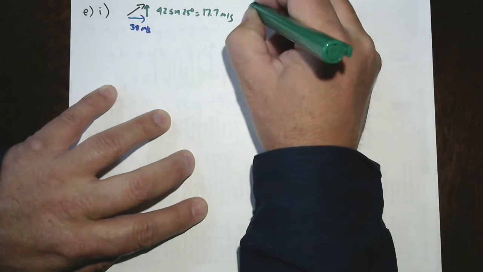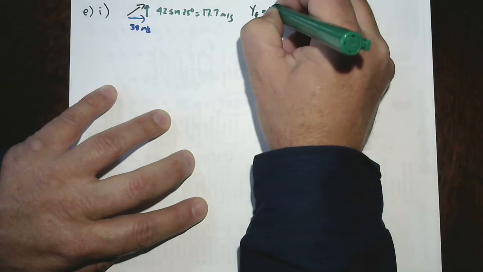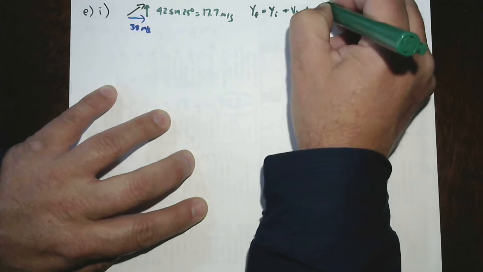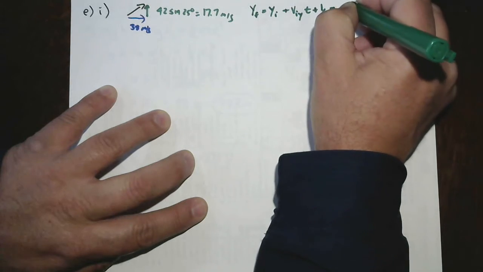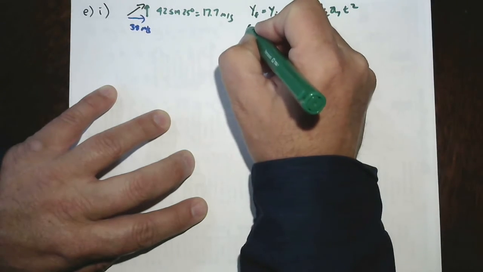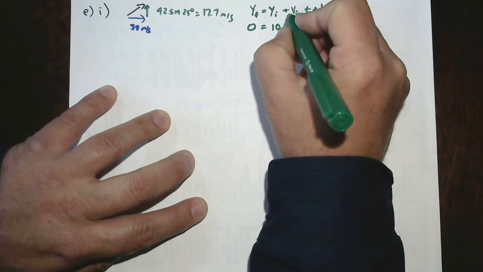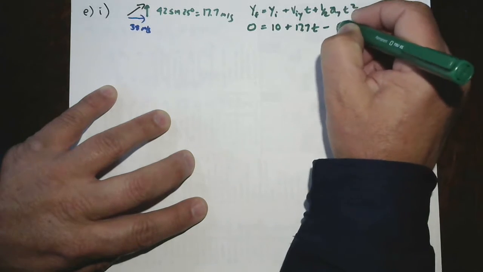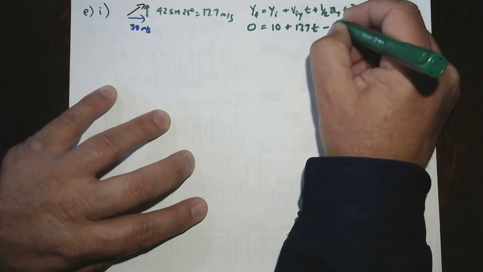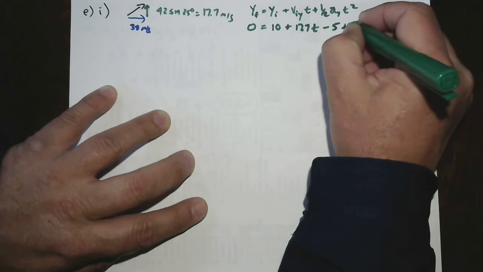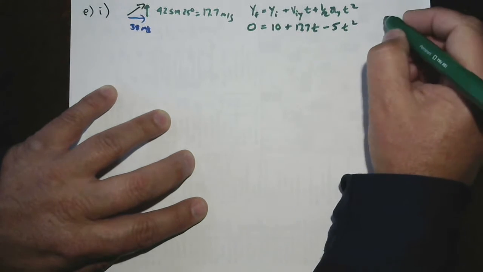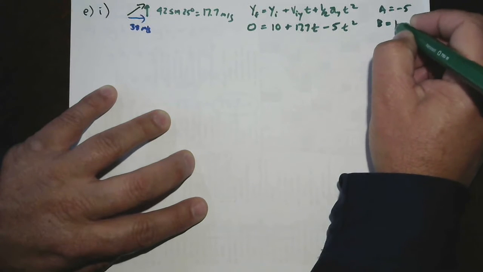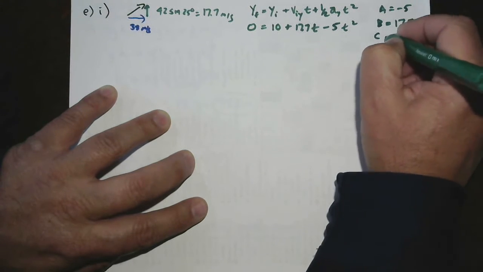So the y Swiss Army equation says that y final equals y initial plus v initial y times t plus 1/2 of the y acceleration times t squared. Now the y final is going to be 0, but the y initial is 10. We're launching from 10. That's going to be 17.7 times t, and this is going to be minus 1/2 of the acceleration due to gravity, so minus 5 times t squared. So we have ourselves a quadratic where a is equal to minus 5, b is equal to positive 17.7, and c is equal to 10.